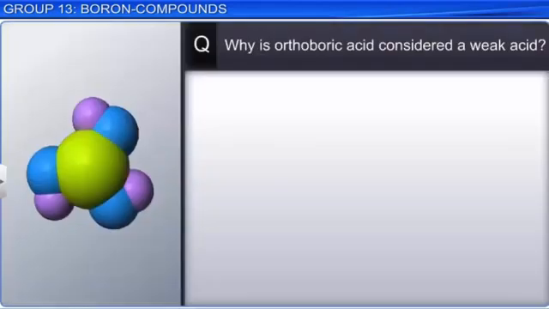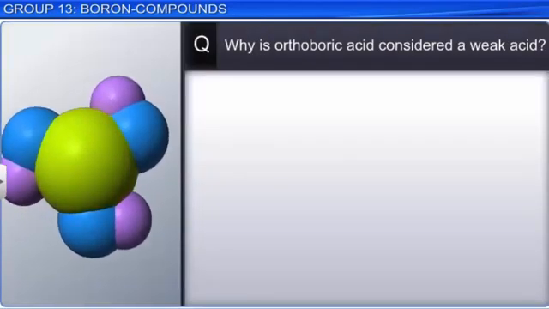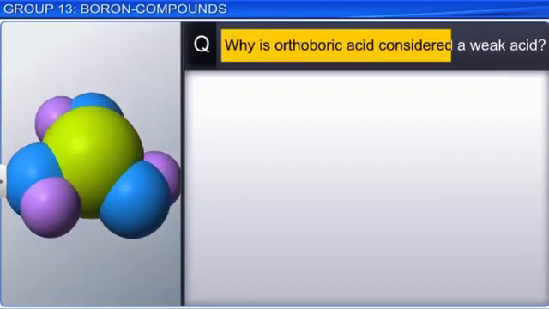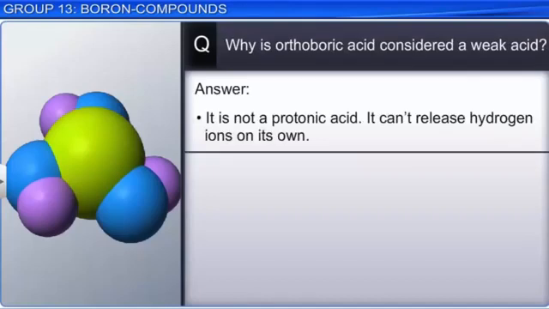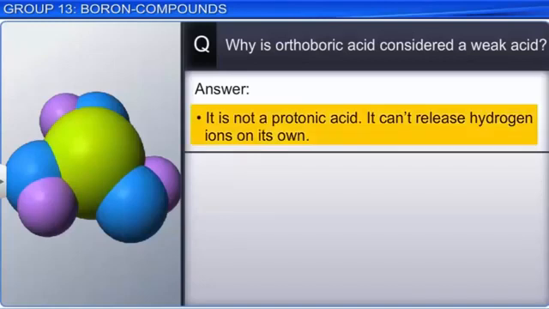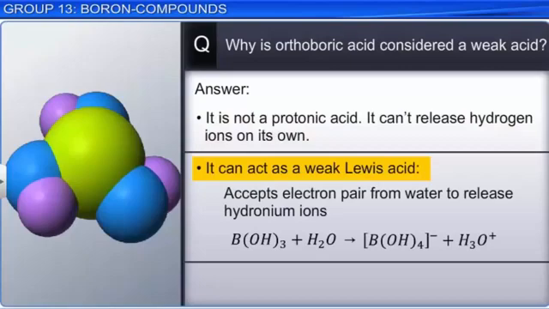Try to answer this question independently before proceeding. Why is orthoboric acid a weak acid? Answer. One definition of an acid is its ability to release hydrogen ions. Orthoboric acid is not a protonic acid and doesn't release hydrogen ions on its own. It acts as a weak Lewis acid. As shown in the reaction, it can accept an electron pair from water to complete its own octet, thereby releasing the hydronium ion. Since it is a weak acid, the Ka value of orthoboric acid is very low, of the order of 10 to the power minus 10.